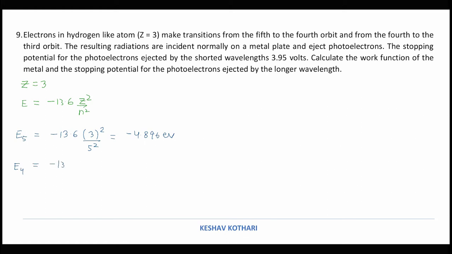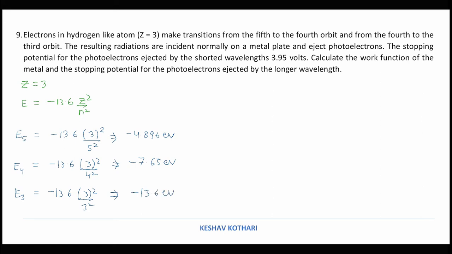Next, we are calculating energy corresponding to n equal to 4, and we can put the value in the same equation, minus 13.6 Z square by 4 square, and we obtain value equal to minus 7.65 electron volt. Next, we are looking for the n equal to 3 orbit, so we can put this as minus 13.6 Z square by 3 square, and the value is obtained as minus 13.6 electron volt.